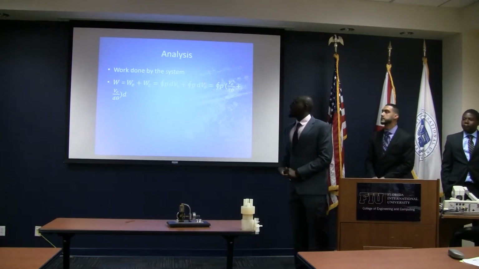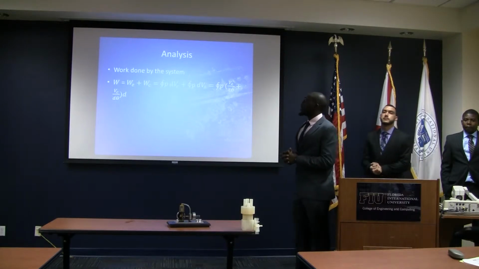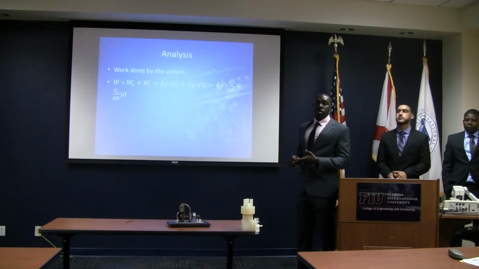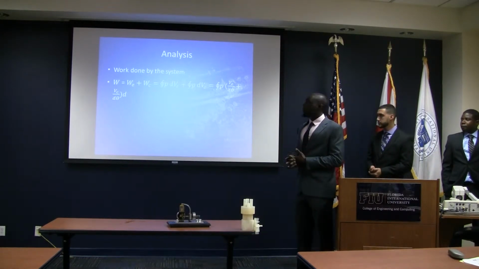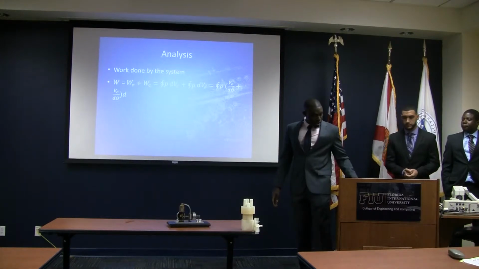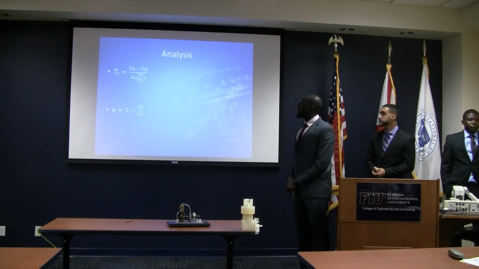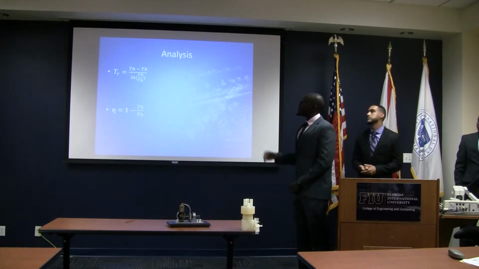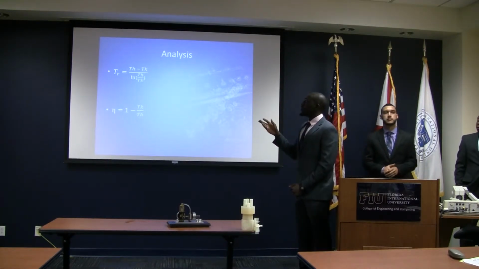Then after that, the other thing we worked on was getting the work done for the Stirling engine. With the work done, we're able to get the power as well. So this was the formula we basically used for this. And for this part of the analysis, we talk about the temperature of the regenerator.